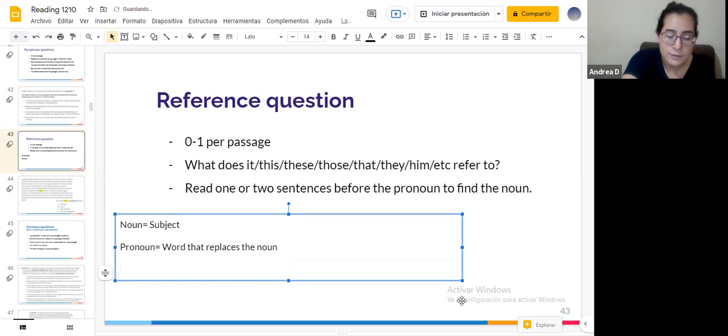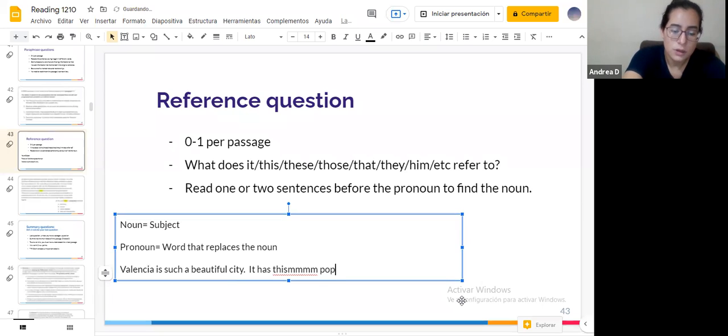So for example, I can have something like: Valencia is such a beautiful city. And then in order not to repeat Valencia anymore, I can say, I don't know, it has this amount of population density, or whatever. So this "it" here is the pronoun, because it's replacing Valencia. What they're gonna do is ask, okay, so what does it refer to? And all you've got to say is Valencia. So I think this is the easiest one that you can get.